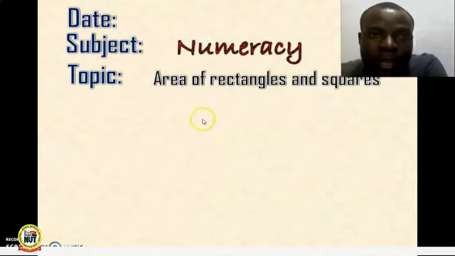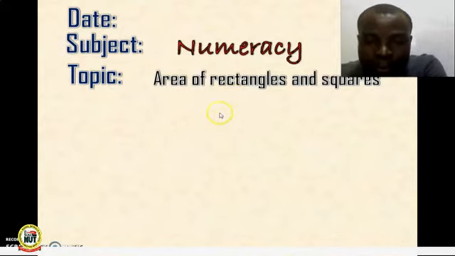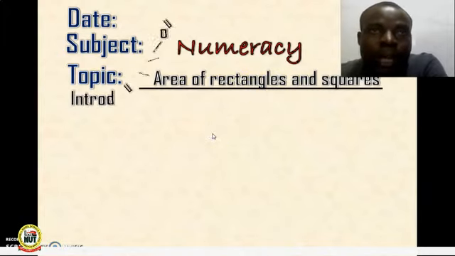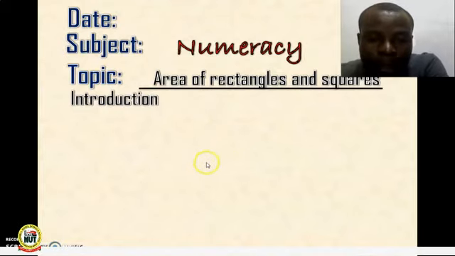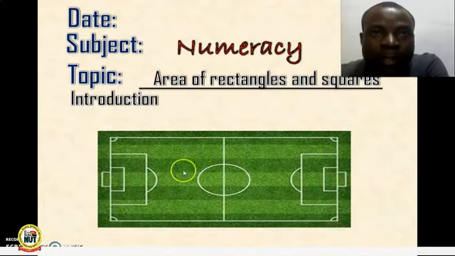Just like we discussed last week, the perimeter of shapes, where we looked at the perimeter of rectangles, squares, and triangles. So today, we are going to be discussing a very interesting topic, which is area of rectangles and squares. Let's quickly introduce ourselves to this topic, but before we go into it properly, let's look at what we did last week.